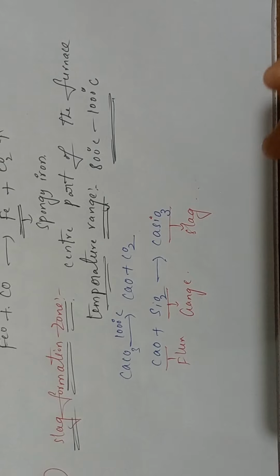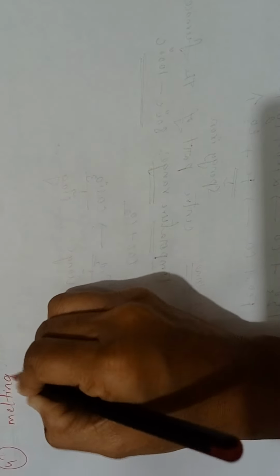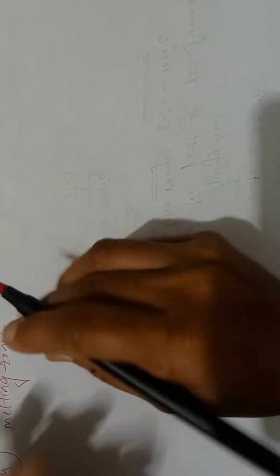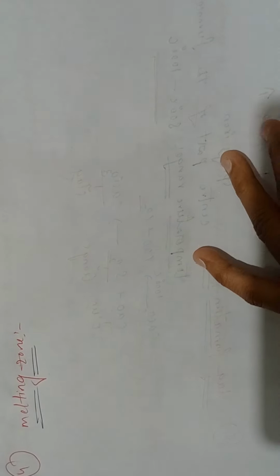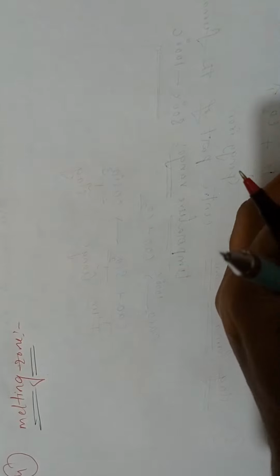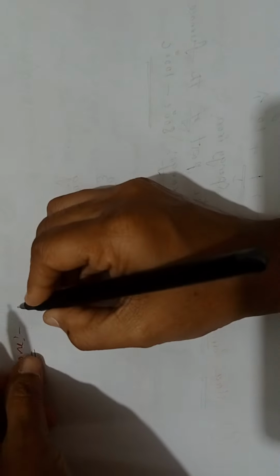Okay, now we are going to discuss the fourth zone. What is the fourth zone, students? The melting zone. Are you clear? Where will the melting zone be, students? See here, the fourth zone is the melting zone. Where is it present in the furnace? The melting zone is present just above the combustion zone. Are you clear?